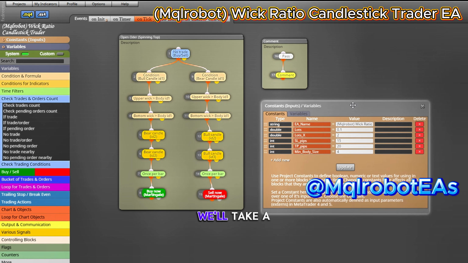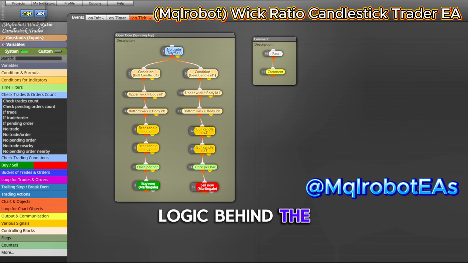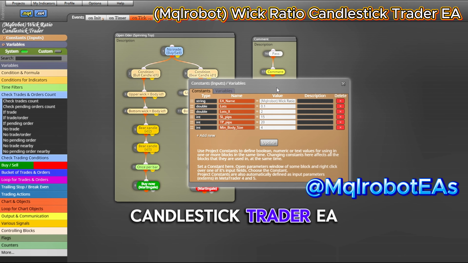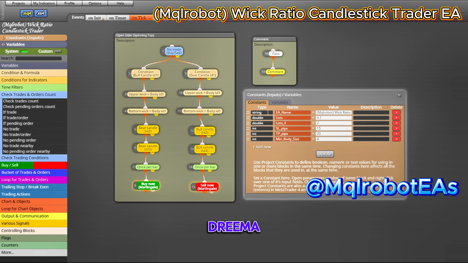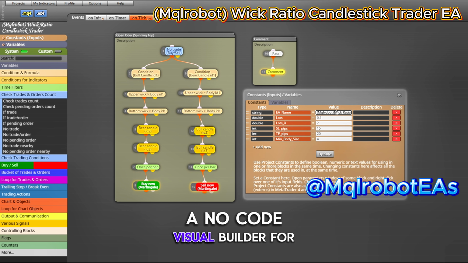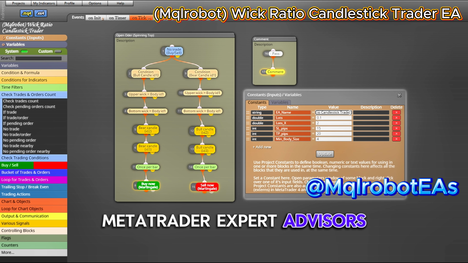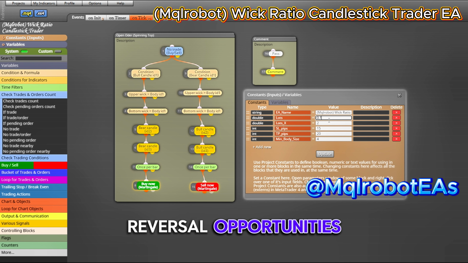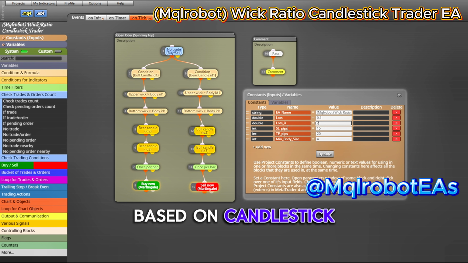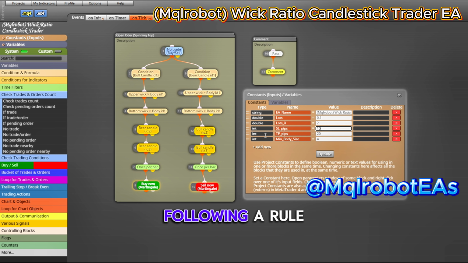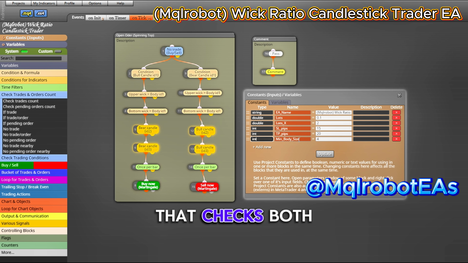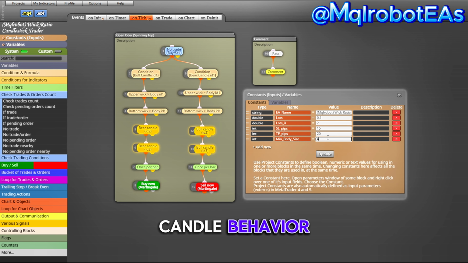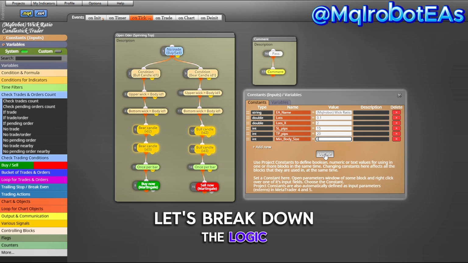In this video, we'll take a look at the logic behind the wick ratio candlestick trader EA built using FXdreema, a no-code visual builder for MetaTrader expert advisors. This EA is designed to capture reversal opportunities based on candlestick wick-to-body ratios, following a rule-based system that checks both market structure and candle behavior. Let's break down the logic.